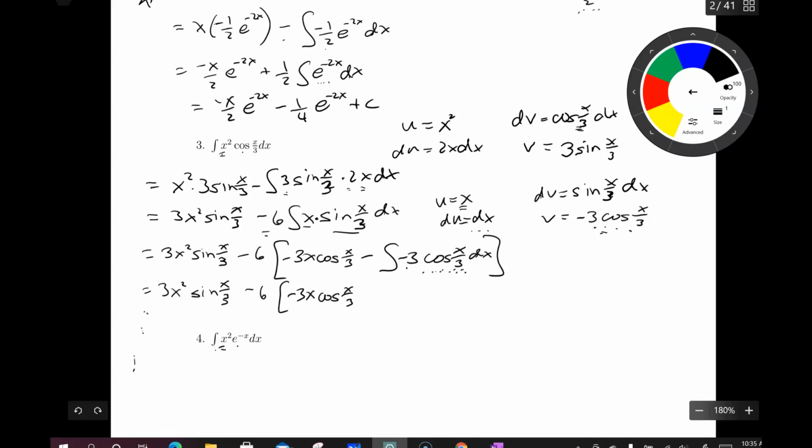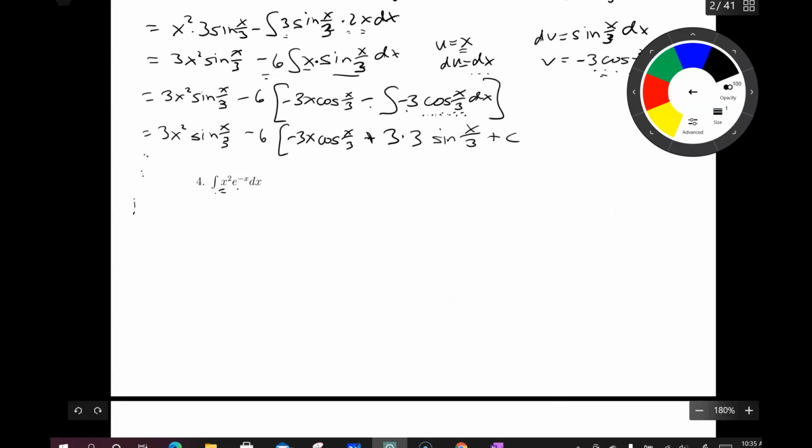Okay, so this -3 comes outside to be a +3. Now I'm taking the antiderivative of cosine of x over 3, so I'll get another 3, and then I'll have sine of x over 3 plus c.